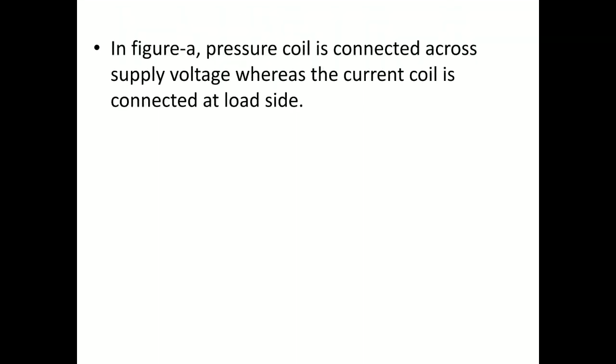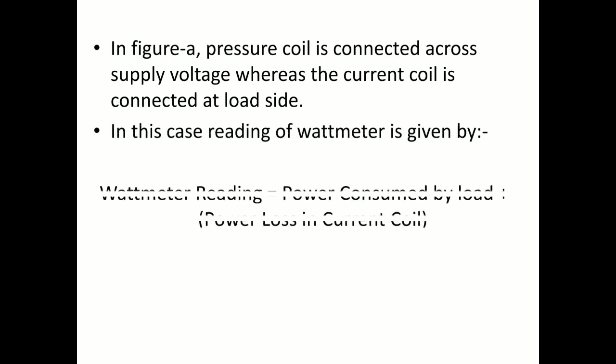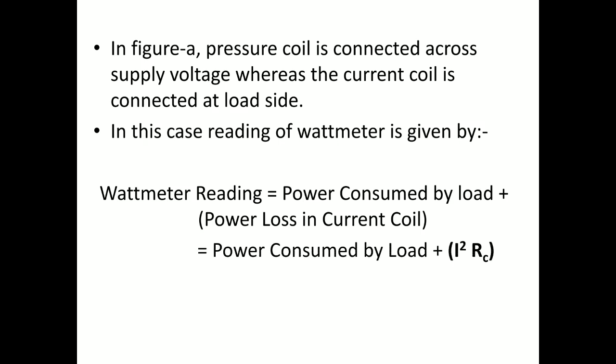Now based on that logic, if you see figure A, because the pressure coil is on the supply side and the current coil is on the load side, mathematically we can write the reading of wattmeter is nothing but the power consumed by load plus the power loss in current coil. If you consider the resistance of current coil as RC, we can write this equation as power consumed by load plus I square into RC, where I indicates the value of current flowing through the load, because here the current coil is connected in series with the load.